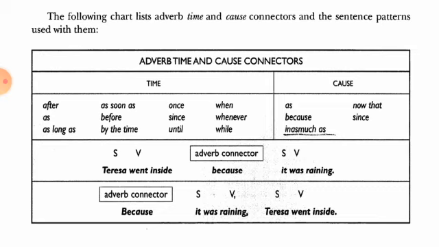This sentence, as you see, has another pattern, which is because it was raining, Teresa went inside. Because we start here with the connector, we have to use a comma after raining, or in the middle of the sentence.